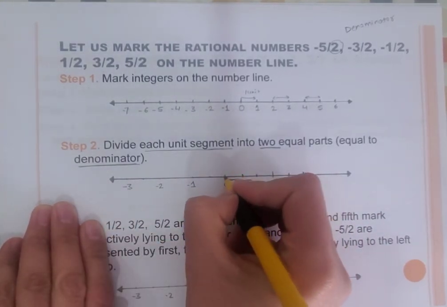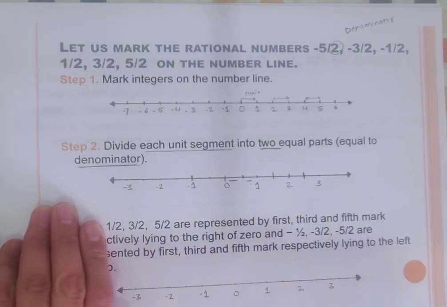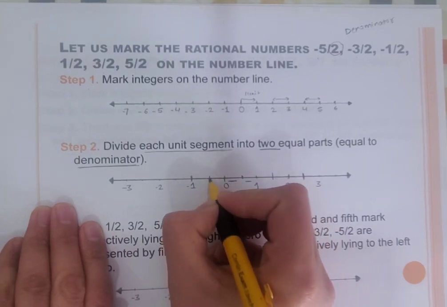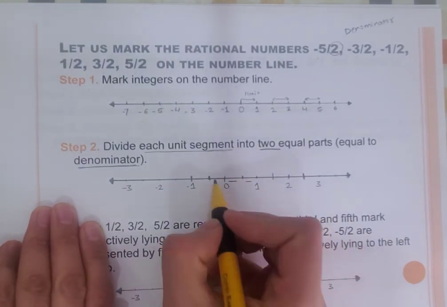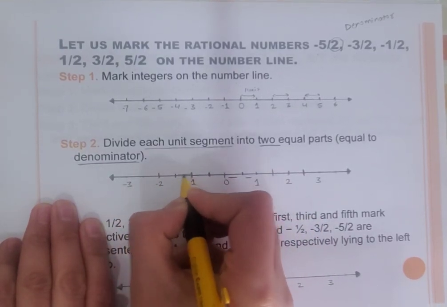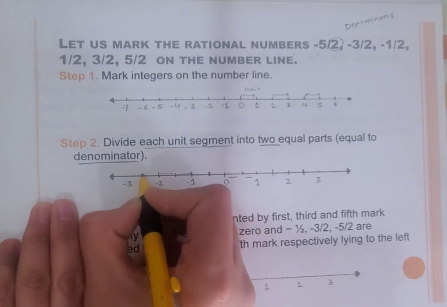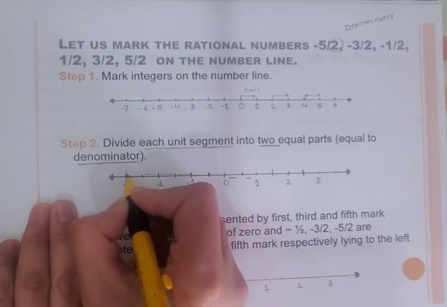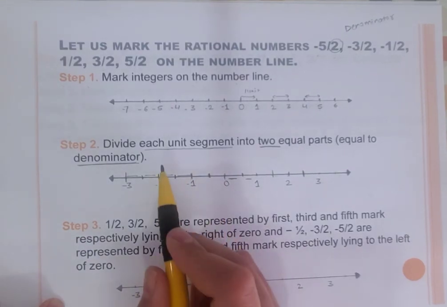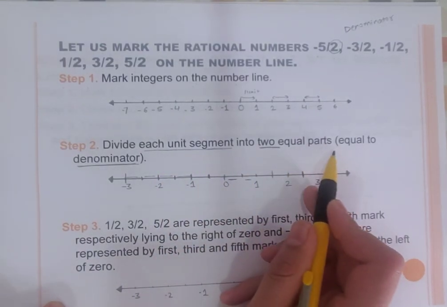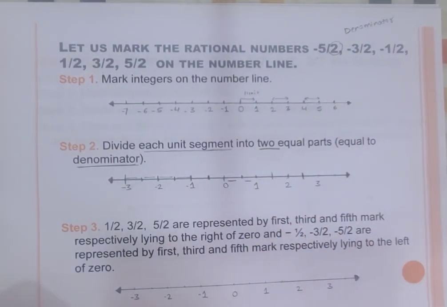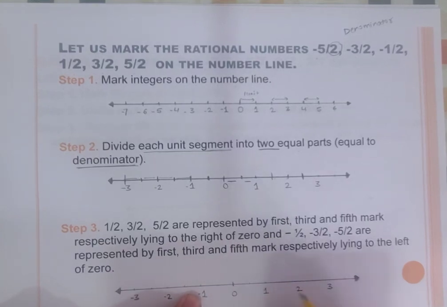On the negative side, 0, minus 1, we have to divide into 2 equal parts. To divide into 2 equal parts, we have to mark only one point in between. So first part is this and second part is this. After dividing each unit segment into 2 equal parts, now we can mark all these rational numbers on the number line. So this is 0 and this is 1.